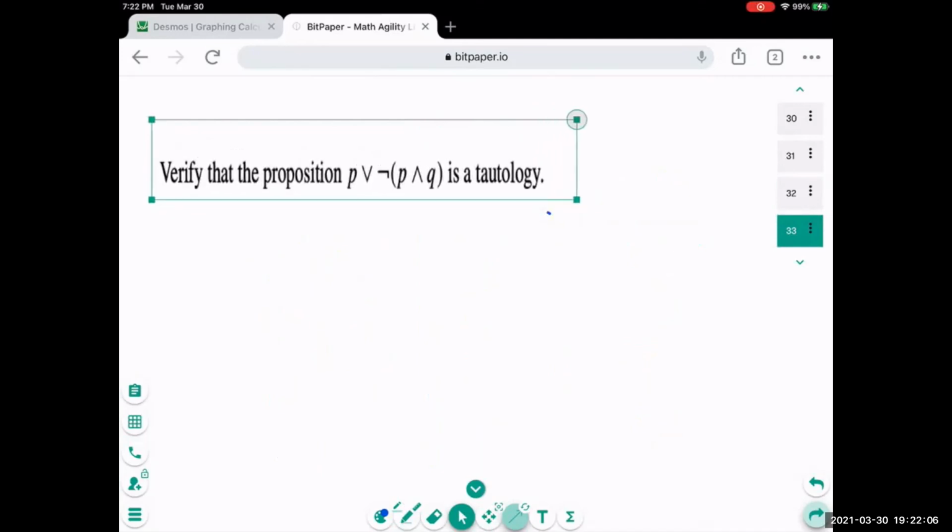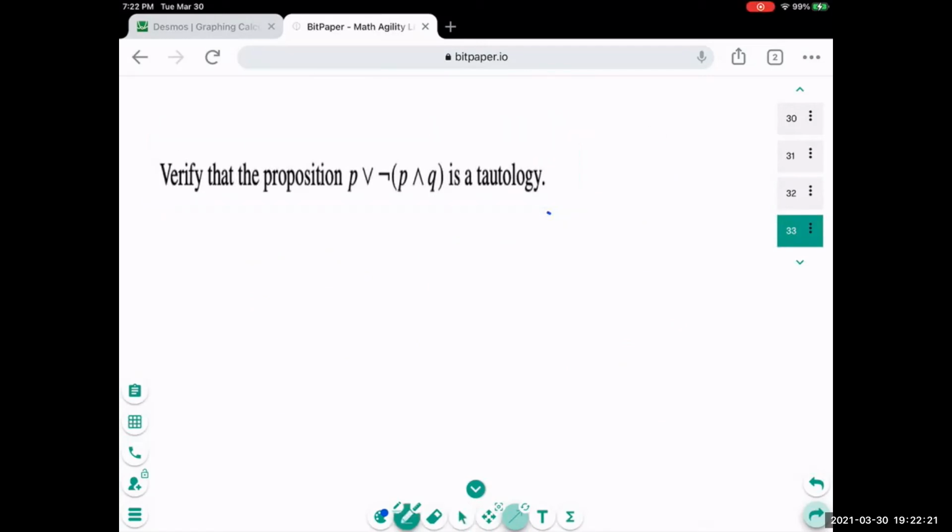Sabi niya, verify the proposition P disjunction of the negation of the conjunction of P and Q is a tautology. So pag tautology, sabi natin, lahat ng last column, dapat last column would be lahat true, all true. So let's again construct the truth table for this.